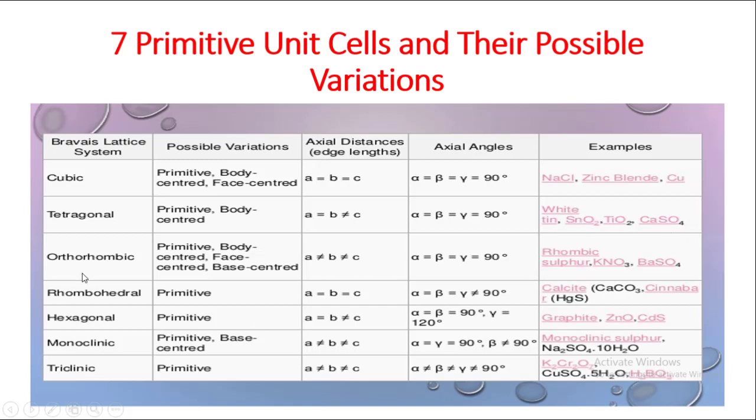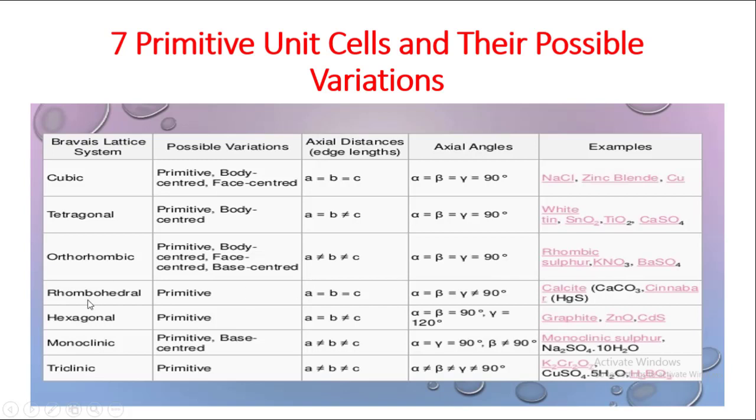Next, coming to the orthorhombic system, the possible variations in this case are the primitive, the body centered, the face centered and base centered. In this system, all the edge lengths are different, but the axial angles are all equal to 90 degrees in this case also. Examples are rhombic sulfur, potassium nitrate, barium sulfate.